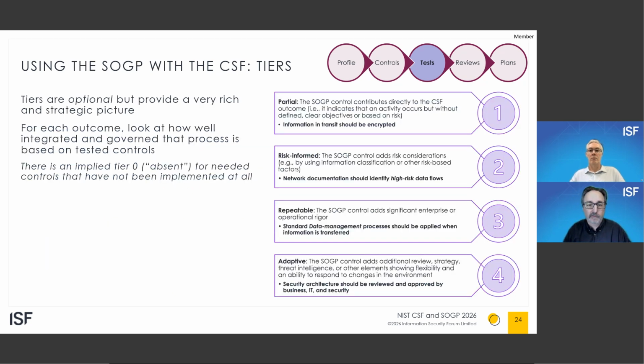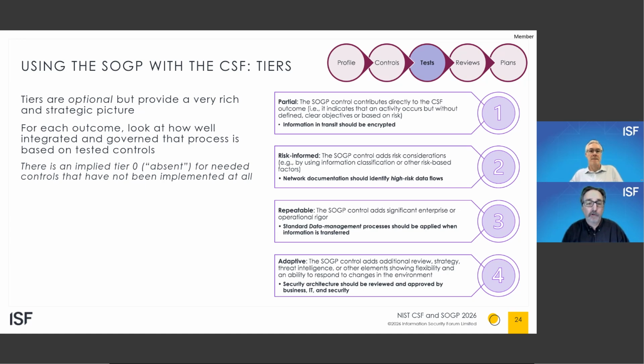So then we get into tiers. Again, tiers didn't make it onto the flow up in the corner. They get no love, but I've got a place for them in my mind, at least. As an example with tiers, if we're talking about securing data in transit, what tier 1 might be, oh yeah, information in transit should be encrypted. Good. You're on tier 1.